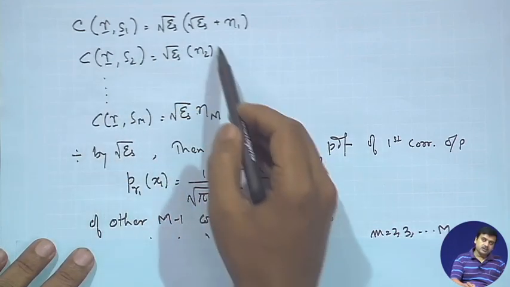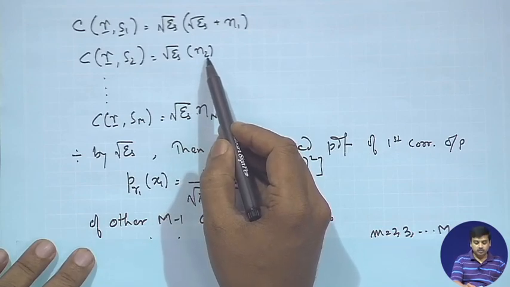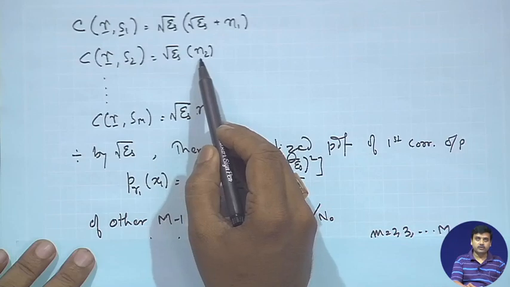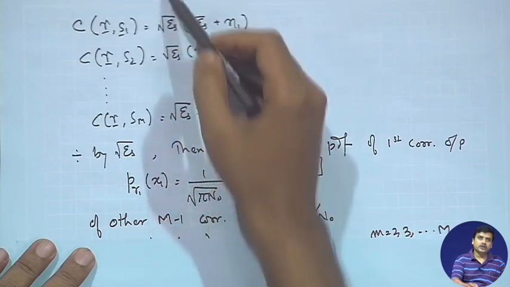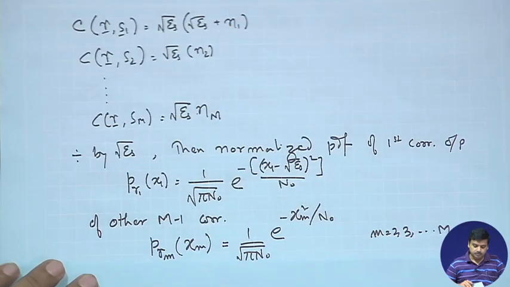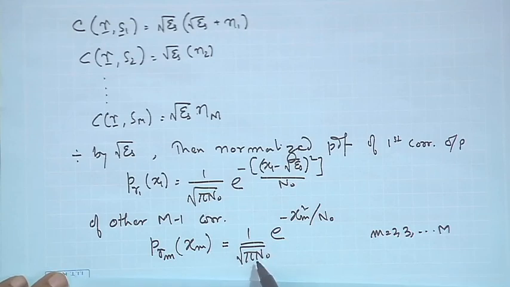For all other correlators, what you can easily see is that the normalized output should have a mean of 0, and the variance will again be N0 by 2. We are ignoring this term because it is common to all. So, we can divide by root over Es and we can eliminate that term. So, we write P R M. Now, we are using the M because for our particular case M and N are the same. So, therefore, this is the situation. x m is the general symbol, this is the 1 over root 2 pi sigma squared, e to the power of minus x m squared by N0, because these do not have a mean, this is basically the 0 mean for all other correlator outputs.